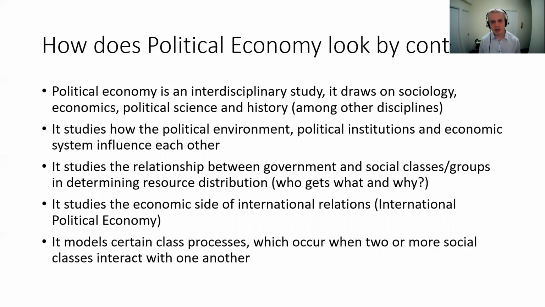And it models certain class processes. So what happens when two or more social classes interact with each other? We're going to look at Smith's theory this week, for example, and Smith's theory includes a bunch of different social classes. So there's the landlords who have the land, there's the industrialists who want to run factories and things, there's the working class who are going to work in the factories, and there's also a servant class who don't do productive labor. So they're just there to serve people's needs, but not actually produce material goods.